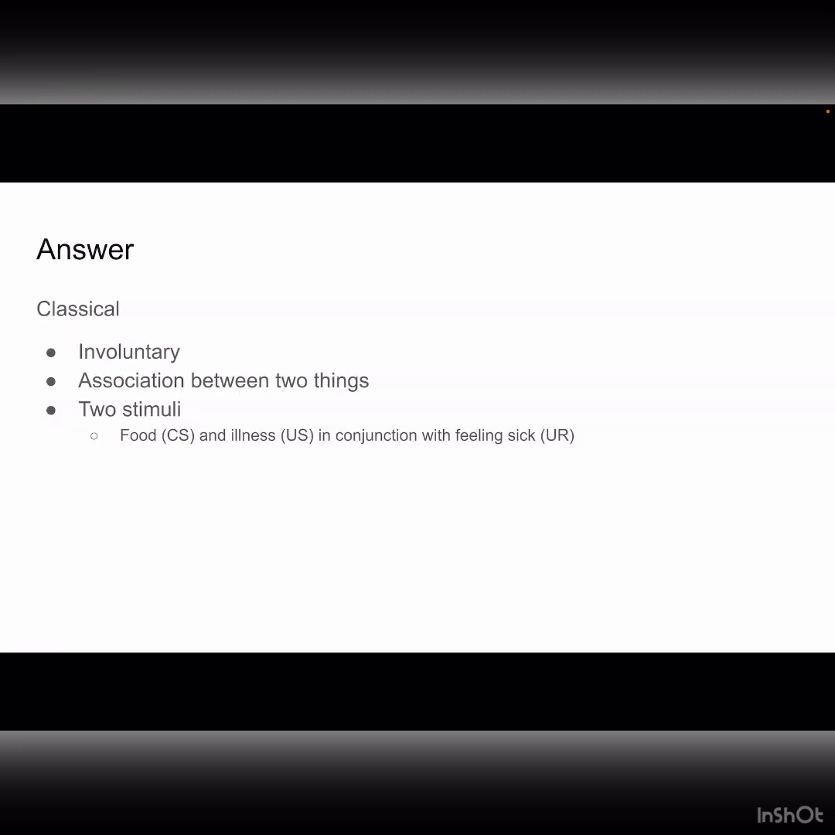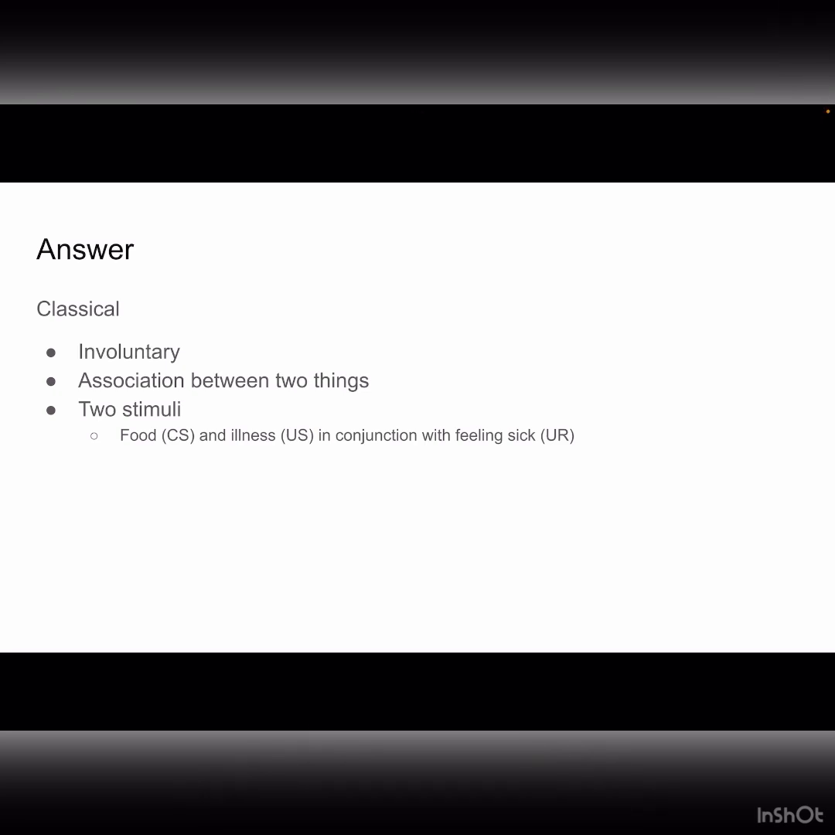This was an example of classical conditioning. First and foremost, there was a pretty obvious association going on between the shrimp and the illness. So it's safe to say that this is some form of associative learning. But how do we know it's classical conditioning and not operant conditioning?